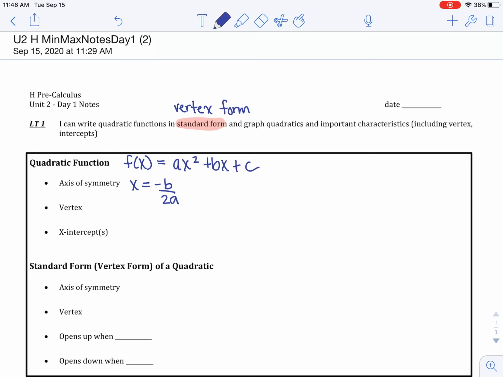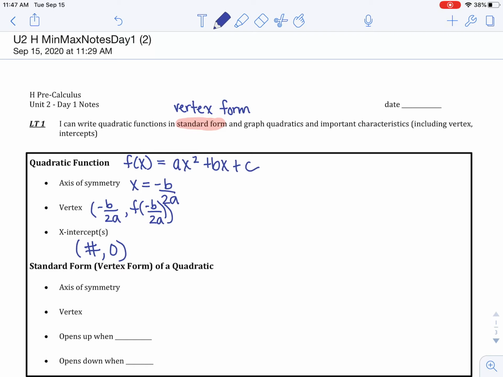Our vertex is having that x value from the axis of symmetry and plugging it into the function to figure out what is the y value. And then our x-intercepts, let's remember, x-intercepts, there is a number in the x spot and a 0 in the y spot, okay? There can possibly be 0, 1, or 2 x-intercepts, okay? And then we find these by solving, by factoring, by graphing.